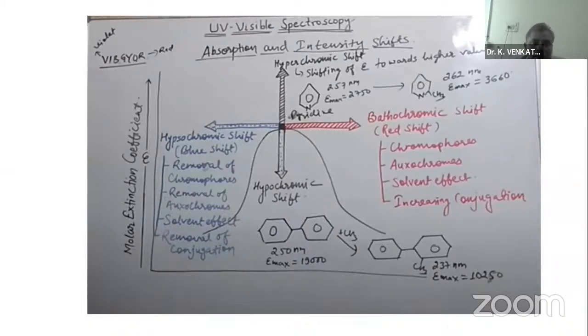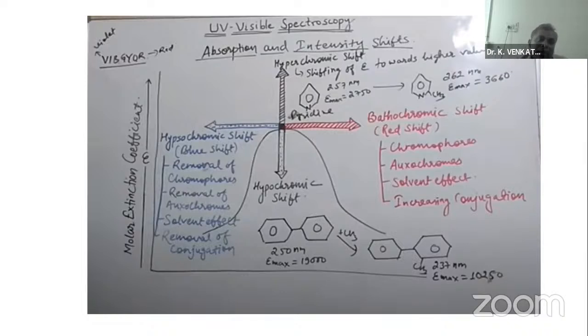Why does the value decrease? I will explain, madam. Because an electron withdrawing group is present, or electron donating group. I will explain, the slide is there. When the electron withdrawing group is present, the wavelength decreases. I will explain in the next slide.